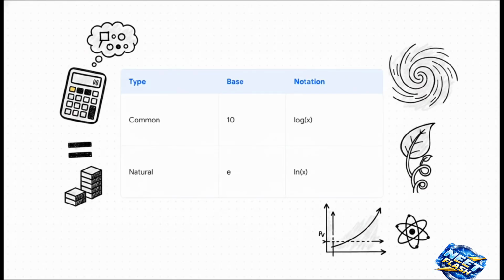Now, what's really interesting about this is the contrast between the two types of logs you'll actually encounter in physics. On one hand, you have the common log, which uses base 10, and that's often just written as log of x. And then you have the natural log, which uses base e, that's Napier's constant, sitting at roughly 2.71, and we write that as ln of x.